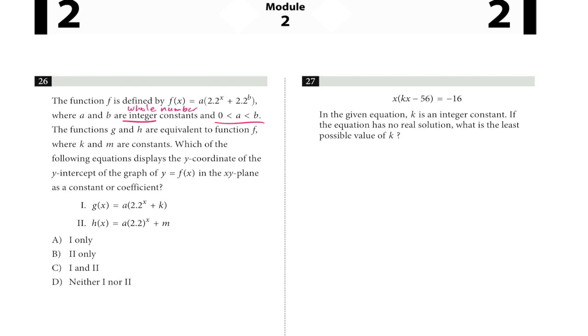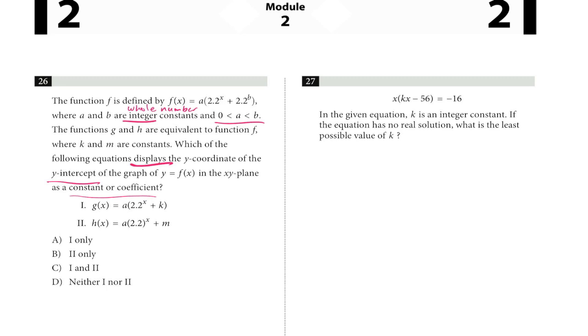So they want to see the y-coordinate of the y-intercept. It should be displayed, so shown, as a constant or coefficient. All this question's asking for is that whatever the y-intercept is of our function, it needs to show up as a number in the equation. So if our y-intercept hypothetically was 7, we should see the number 7 in our equation. They're asking which of these does that. Maybe both do, maybe neither do, maybe one does.